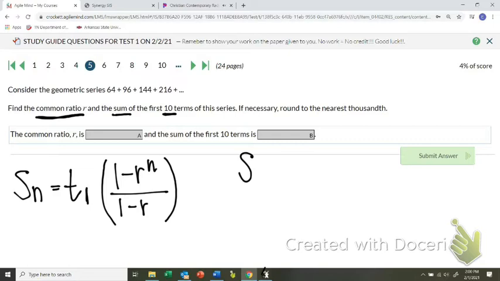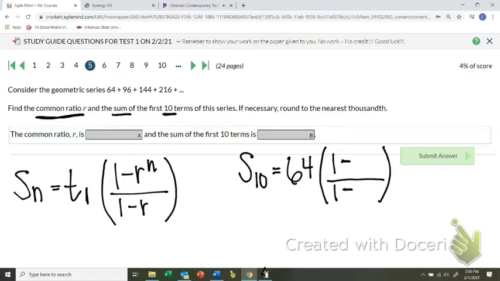All right, so we got S. And the N is the number of terms I'm looking for. What did I just say? The sum of how many? 10. Equals T1. What term is that? First. What is the first term in that sequence? 64. Good. Times 1 minus r to the n over 1 minus r. Now, we haven't found r yet.